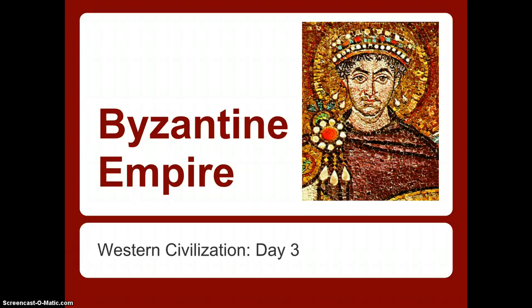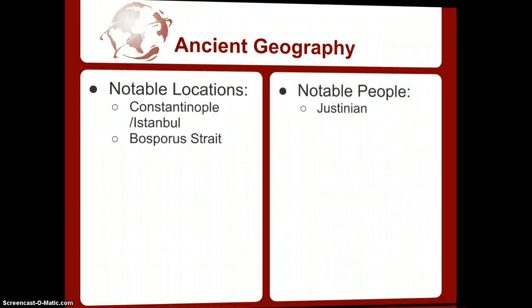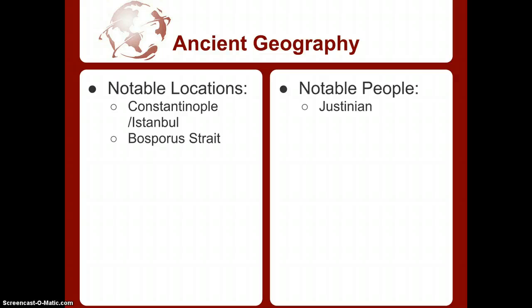Our focus today is going to be the Byzantine Empire, the empire that rose in the ashes of the Roman Empire's collapse. There are a few notable locations and people I want to expose you to today. The notable locations are going to be the city of Constantinople, which once it was overtaken by the Ottoman Turks, was renamed and is still to this day known as Istanbul.